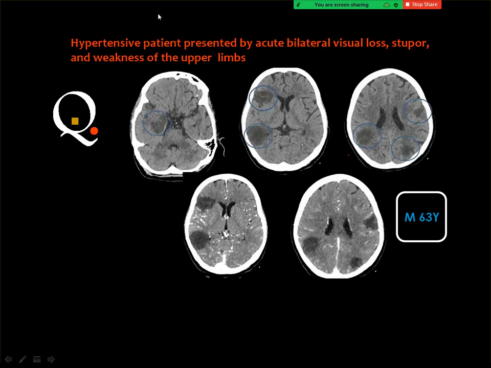This patient is hypertensive, presented by bilateral visual loss, stupor, weakness of the upper limbs. And this is a pre-contrast and this is post-contrast.